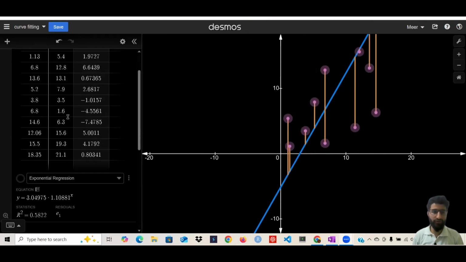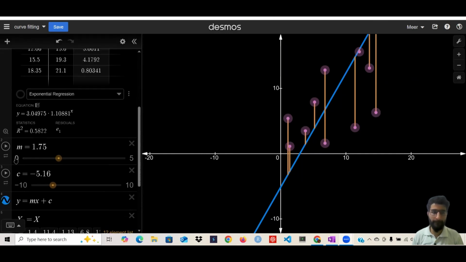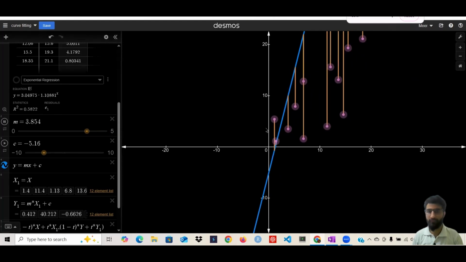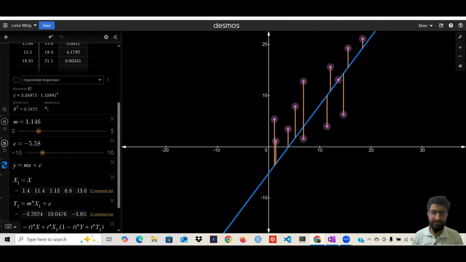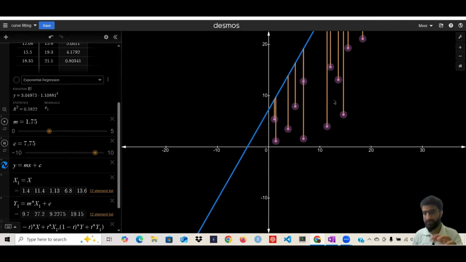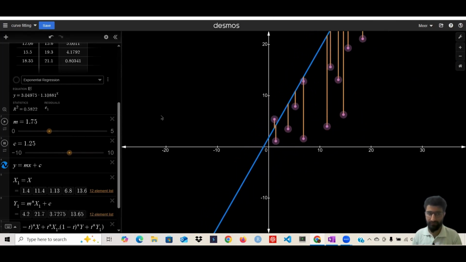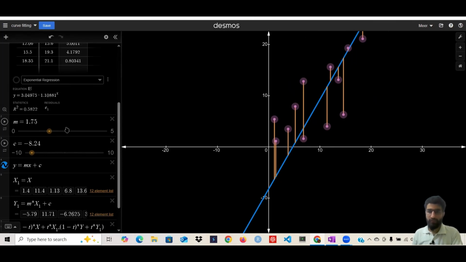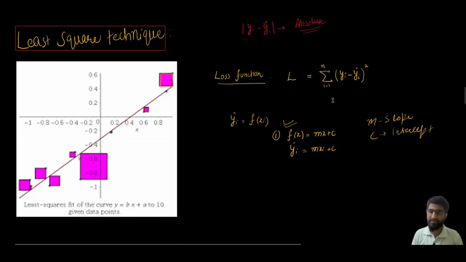If I try to tune these parameters by changing the slope or by changing the intercept, you can see the distance of these points from the line is varying. So we have to uniquely identify the parameters of the line which is describing it and which is doing the least error. So I have formulated my problem as an optimization problem.